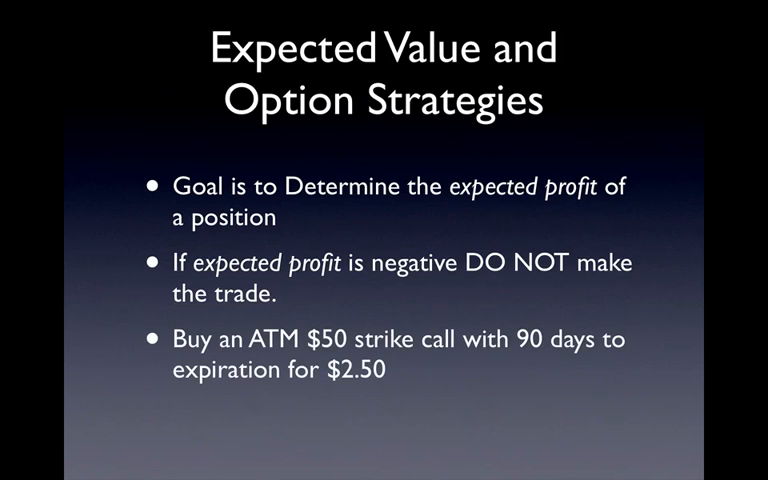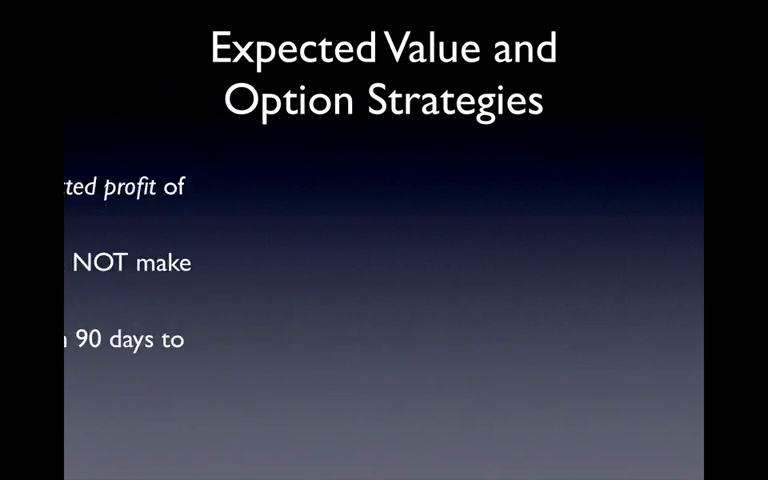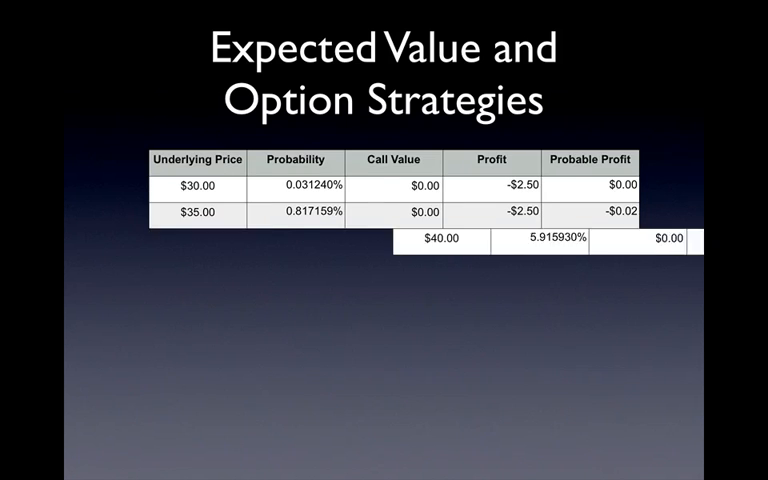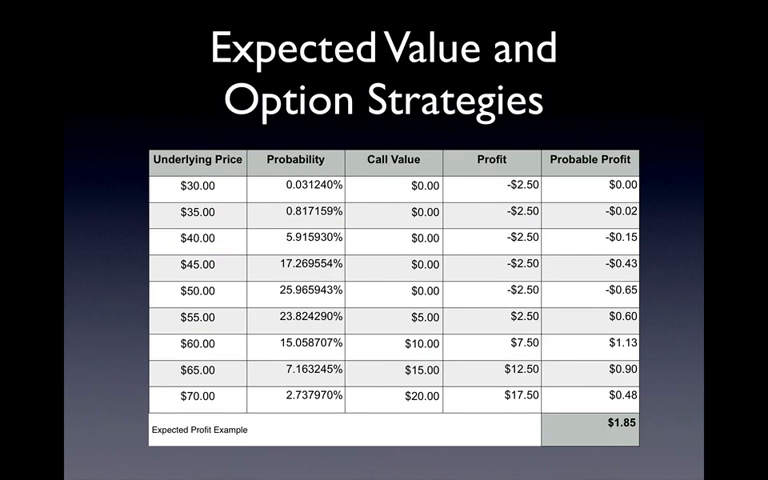As a simple example, consider an at-the-money $50 call with 90 days to expiration. With the stock price at $50, the position is put on for a debit of $2.50. Since the expected value of an option is partially derived from the price of the underlying, the expected profit can be calculated using the underlying price as the random variable. This table shows how the expected profit at expiration can be calculated.